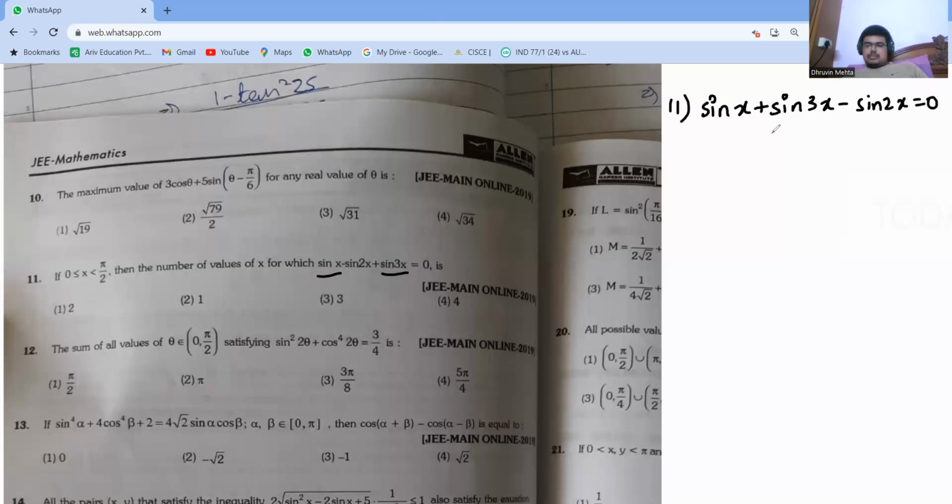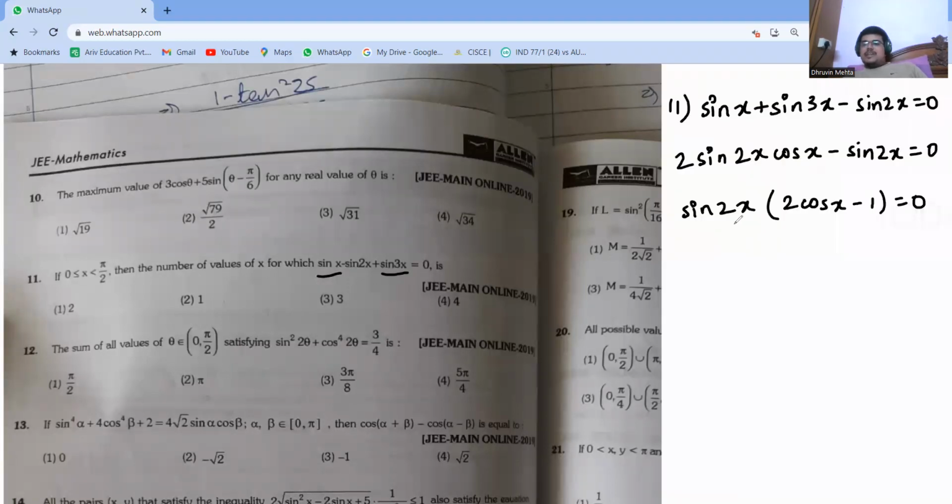2 sin 2x cos x minus... Perfect. And then we can take sin 2x common. So there are two possibilities. One is sin 2x is equal to 0. Second is cos x is equal to half.